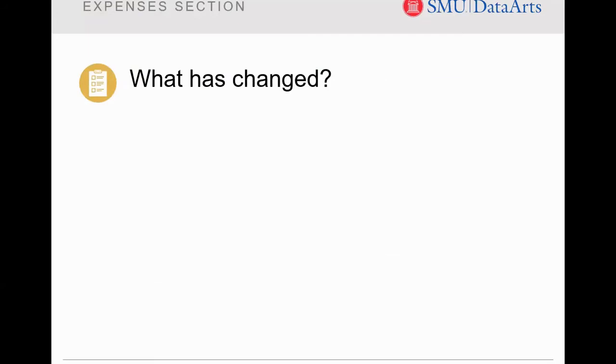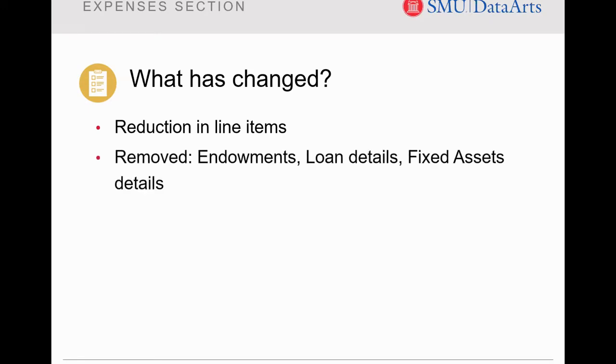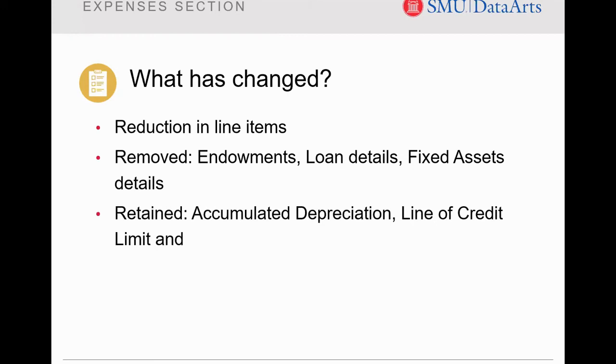Let's talk about what has changed in this balance sheet. So there is an overall reduction in line items to include less detail and less specific line items. We've tried to combine items that are also frequently combined in audits wherever possible. So we hope the new line items will be a closer match to your audit. We have removed the detail sections: endowments, loan details, and fixed asset details. Even though those detail sections have been removed, we have retained 2 specific lines: accumulated depreciation of your fixed assets and line of credit limit, or the limit on your line of credit.